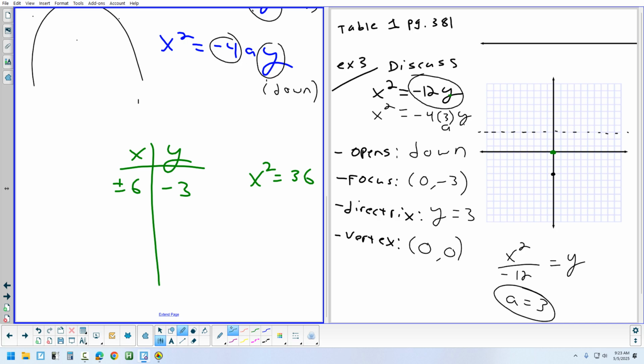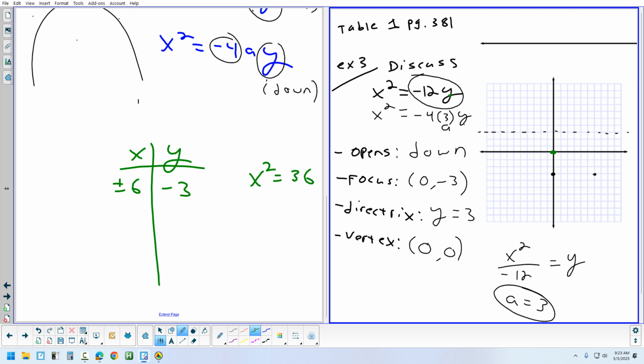Okay, so let's graph 6, negative 3. 1, 2, 3, 4, 5, 6. 1, 2, 3. And I'll do that in green. So green are all the points that I'm actually going to draw through. And then negative 6, negative 3. 1, 2, 3, 4, 5, 6. 1, 2, 3. So there's a sketch of your parabola.